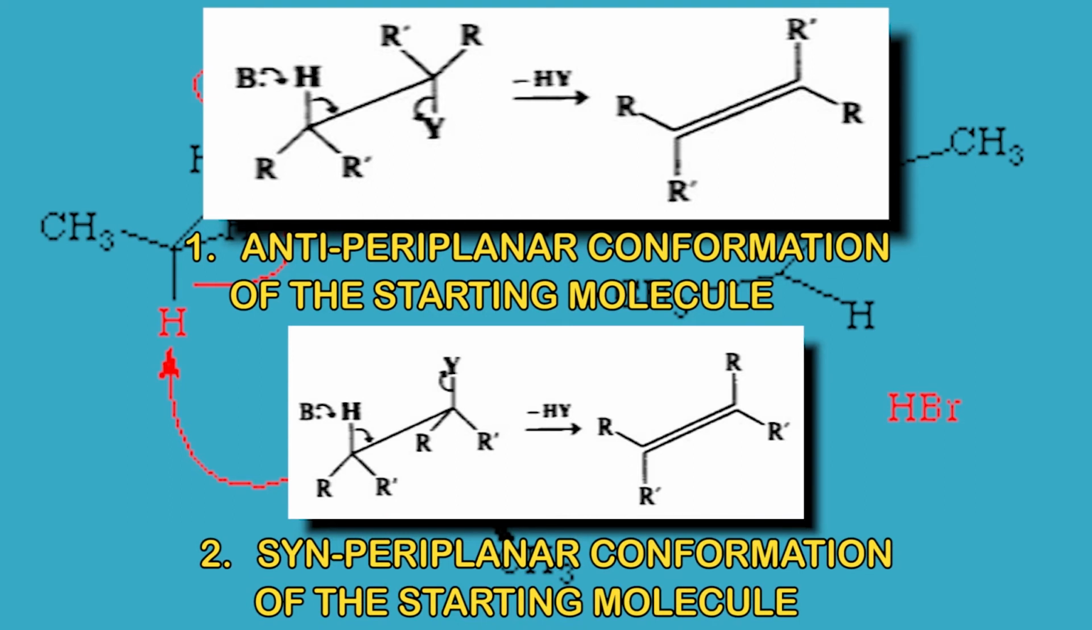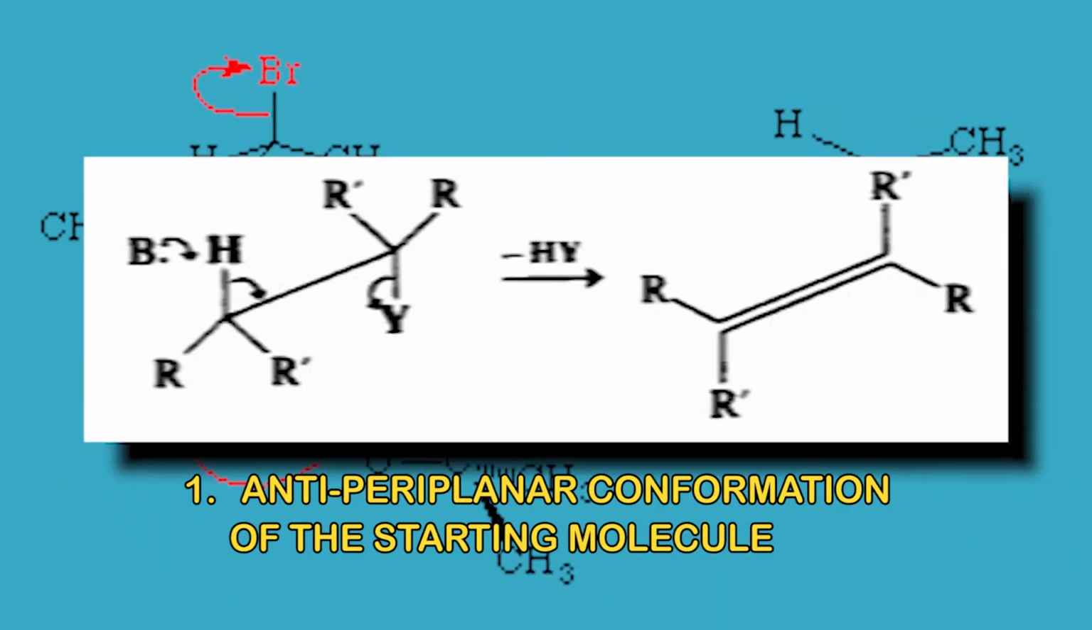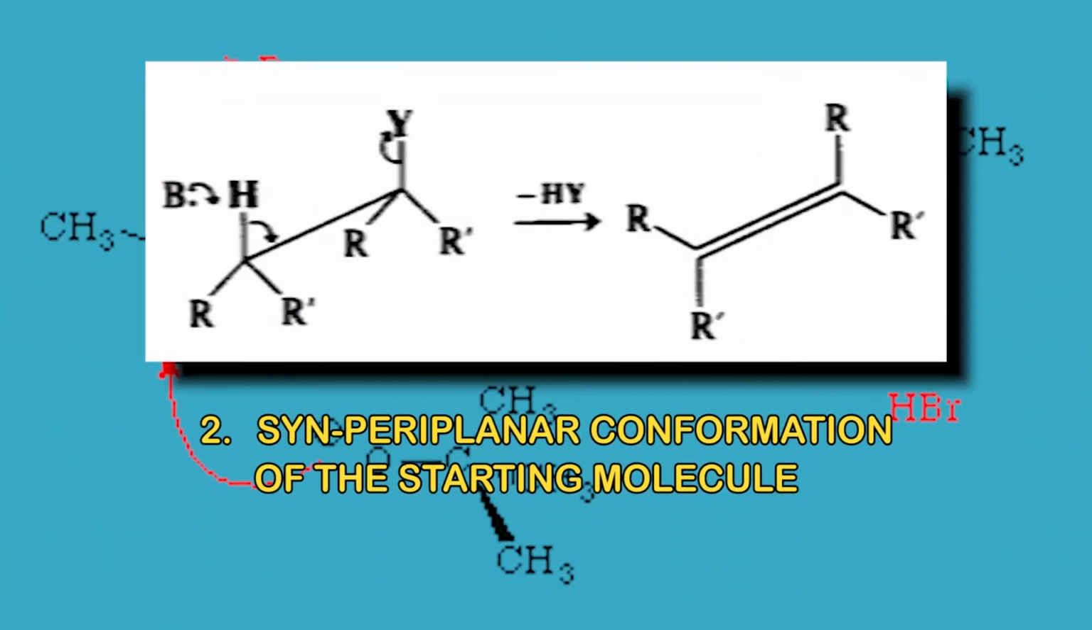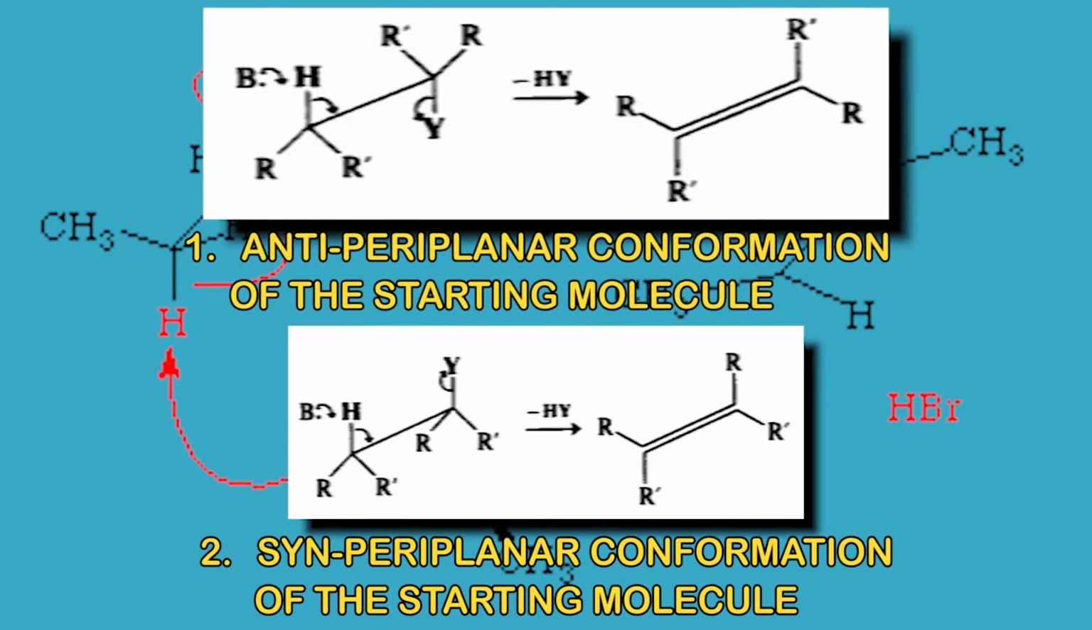As you can see, the anti-periplanar conformation is the first picture, and the second picture is for the syn-periplanar conformation. So you can see the position of the leaving group as well as the beta hydrogen to form the alkene product in both cases. You find that in the anti-periplanar conformation, the hydrogen and the leaving group Y are in opposite directions and in anti positions, while in the syn-periplanar conformation, the leaving group Y and the hydrogen are syn to each other, and ultimately they undergo E2 reactions to give you the alkene product.